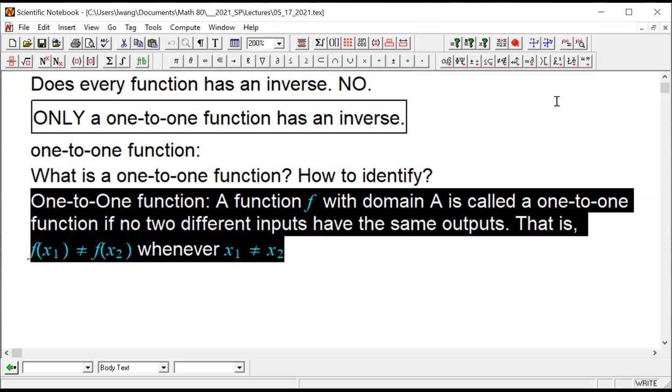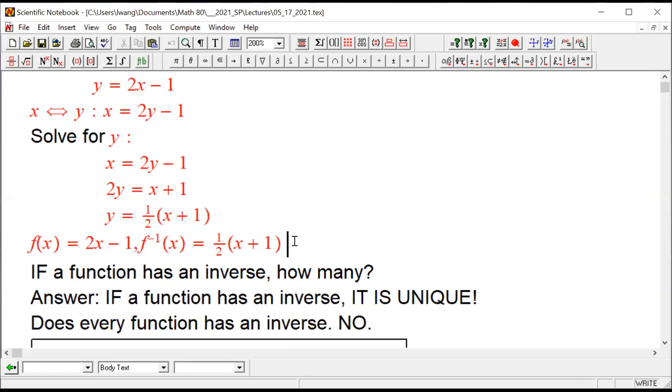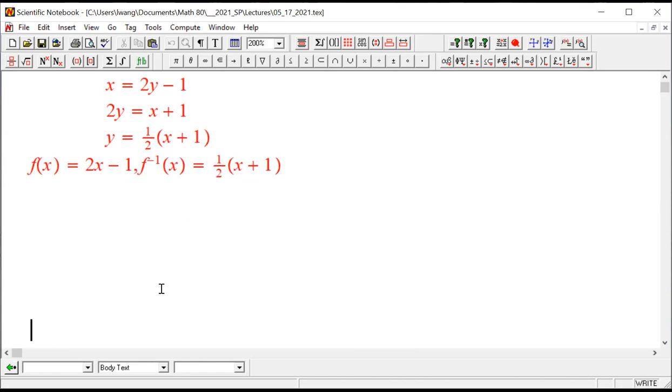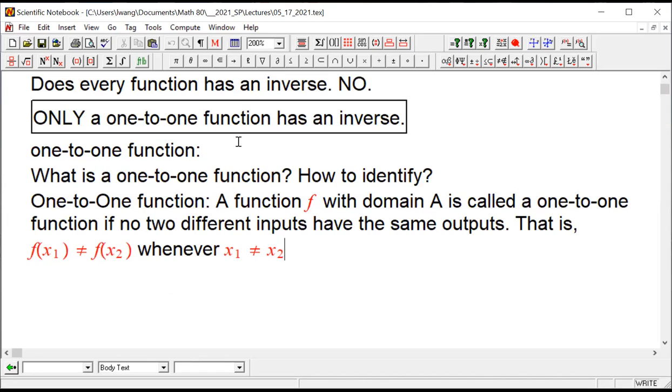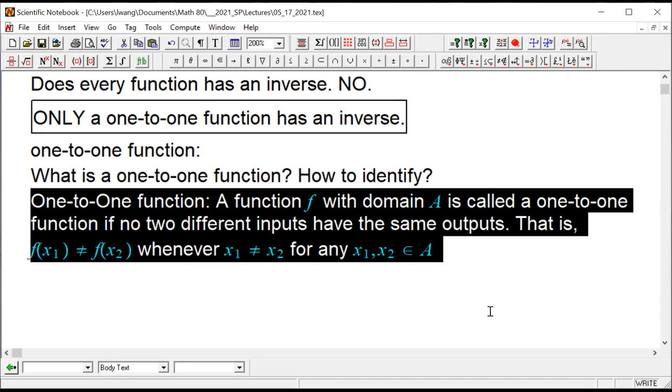Now, let's go back here. This has to be true for any input x1, any input x2 from the domain A. So this has to be true for any two inputs, you name it. It has to be true for the entire domain.